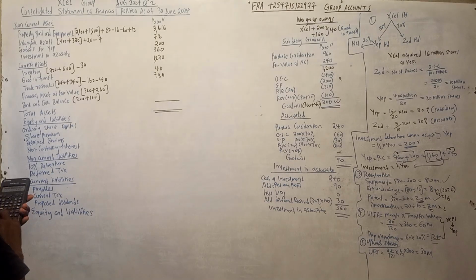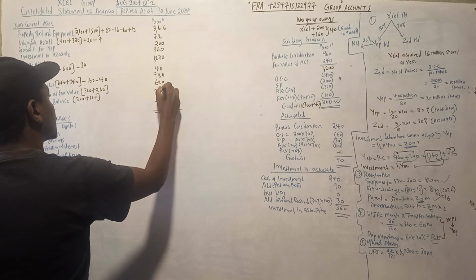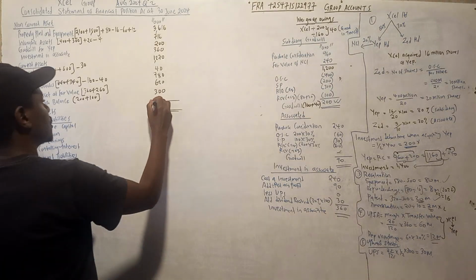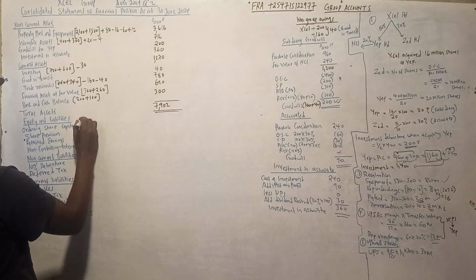360 plus 260, 620. Then the other one is 100. 620 and 100, let us add them together. That's 616, 716, 200, 360, 1270, 40, 780, 620, and 300. I'm getting 7902. Total assets 7902.